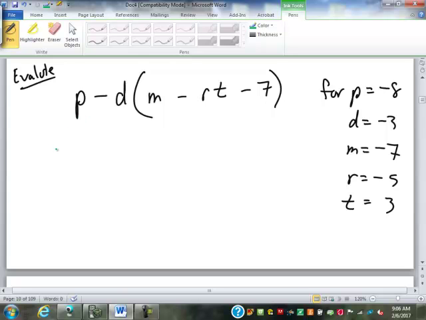So P becomes -8 minus -3 goes in for D. -7 for M. Now I didn't put M in parentheses because it's the first number in there, so it doesn't have to be separated. Minus -5 times 3 minus 7.